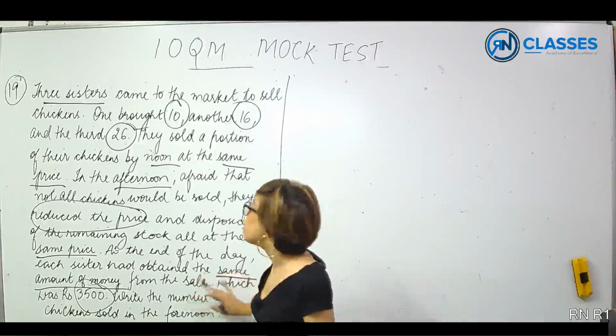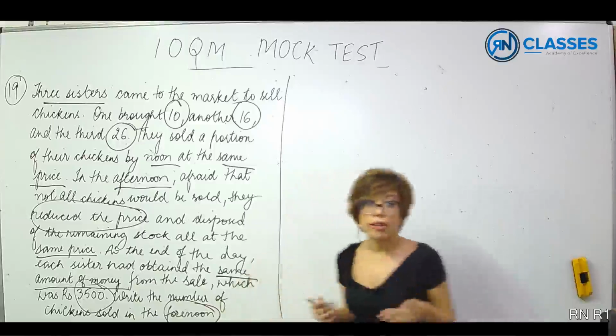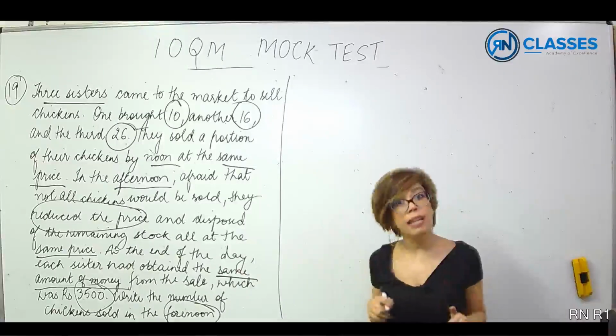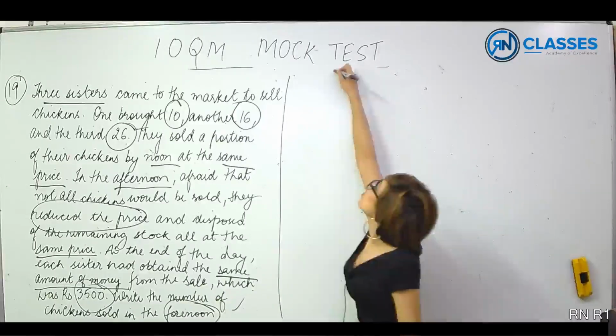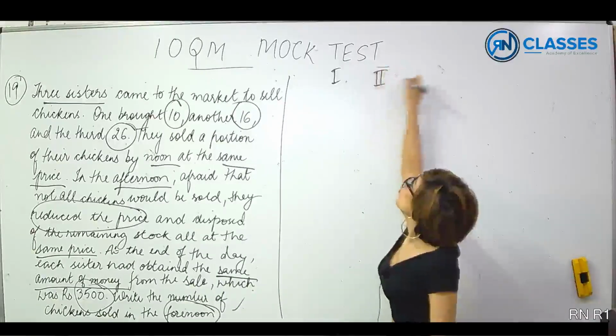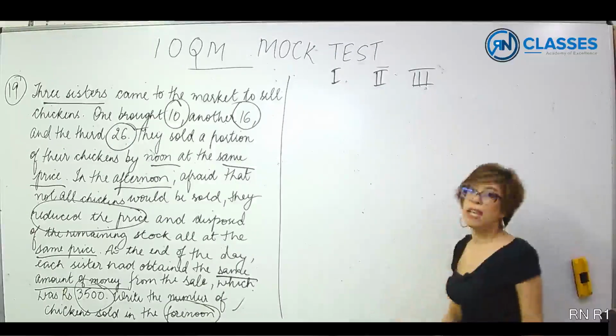Write the number of chickens sold in the forenoon. Forenoon, that means before noon, that means in the morning time. That is what I'm interested in. Now, mind it, there are 3 sisters: 1, 2, 3. They brought 10, 16, 26 to sell.